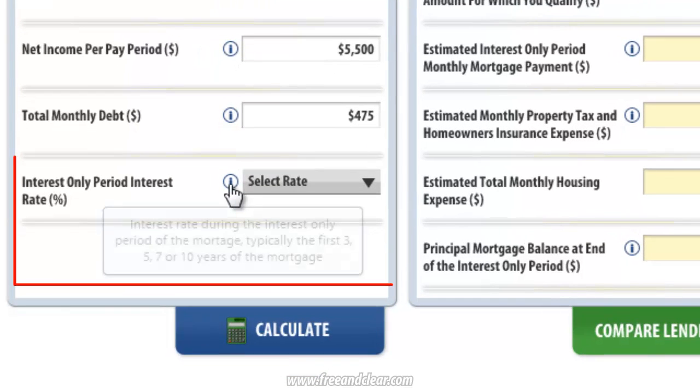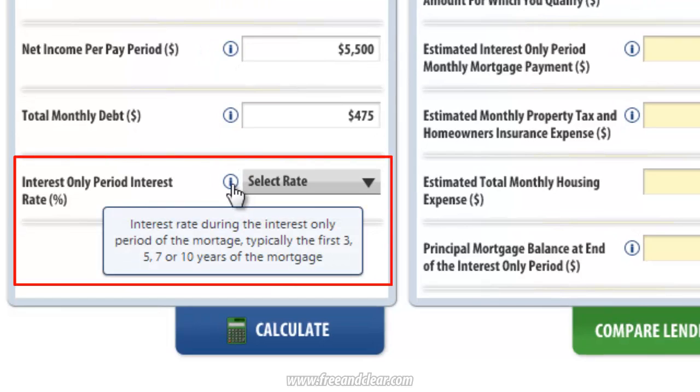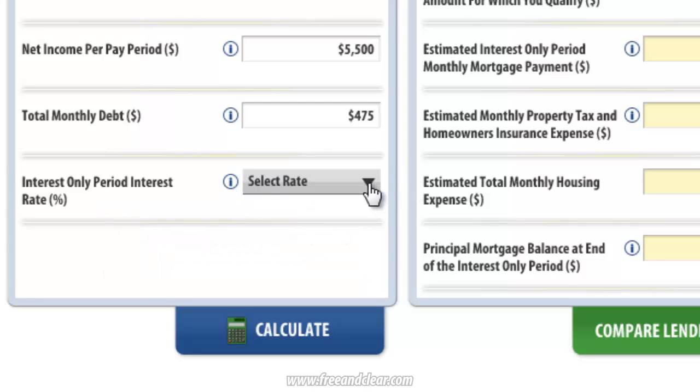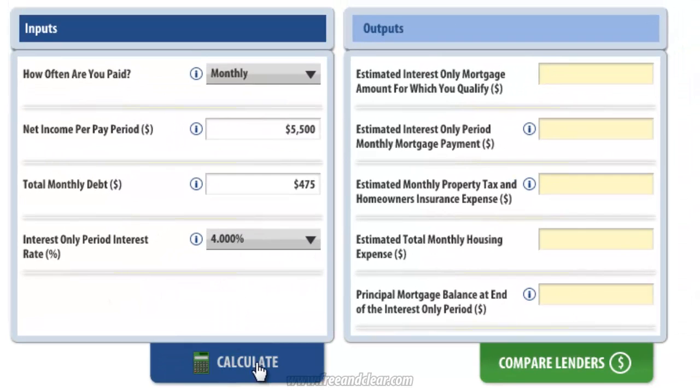The final input is the interest-only period interest rate. With an interest-only loan, the interest rate is fixed for an initial period of time, usually 3, 5, 7, or 10 years. During this initial time period, which is called the interest-only period, the borrower only pays interest on the mortgage and not principal, which means that the mortgage balance does not get paid down. I'm going to select 4% for our interest-only interest rate. We've provided all of our inputs. You click the calculate button, and it produces our outputs.